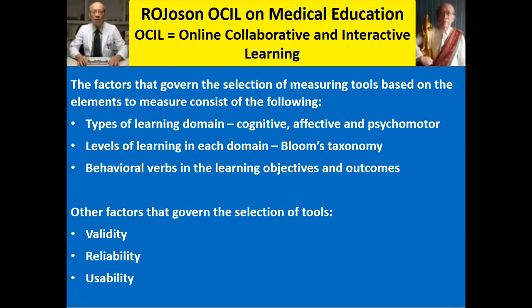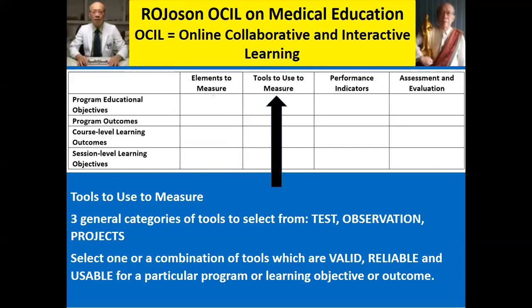The factors that govern the selection of measuring tools based on the elements to measure consist of the following: type of learning domain, the level of learning in its domain, behavioral verbs, and the other factors: validity, reliability, and usability. For the tools to use to measure, there are three general categories to select from: test, observation, and projects. Select one or a combination of tools which are valid, reliable, and usable for a particular program or learning objective or outcome.